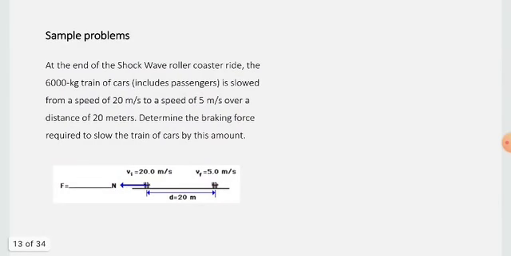Okay. At the end of a shockwave roller coaster ride, the 6,000 kilogram train of cars, which includes the passengers, is slowed from the speed of 20 meter per second to 5 meter per second over a distance of 20 meters. Determine the braking force required to slow the train of cars by this amount. Okay, so before we were solving for the stopping distance, now hinahanap sa atin kung ilang braking force or parang frictional force yung kailangan para mapahinto yung car, or to slow it down to 5 meter per second kung ang distance allowance lang ay 20 meters.